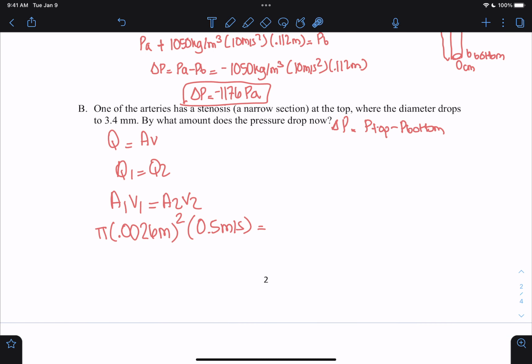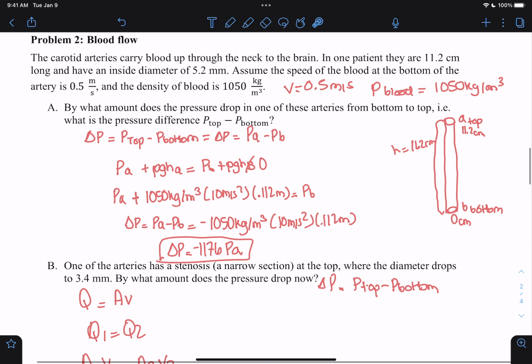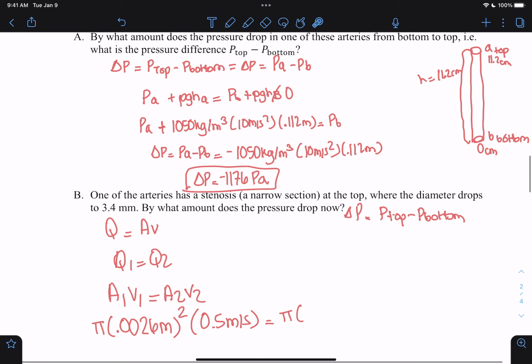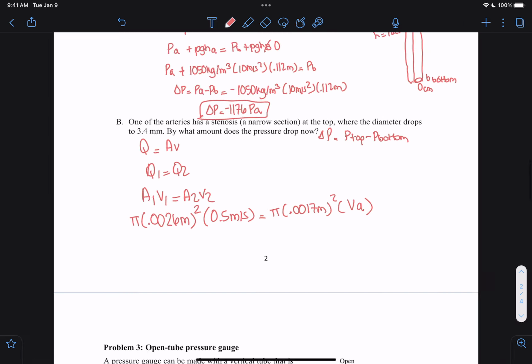Because they said that the narrow section is at the top. So the bottom section is the relaxed part. And then we have pi r squared again, but instead of 5.2 millimeters for our diameter, it's 3.4 millimeters. So our radius now is 1.7 millimeters, and that's going to be 0.0017 meters. And then we square that, multiply by our velocity that we have to figure out now.